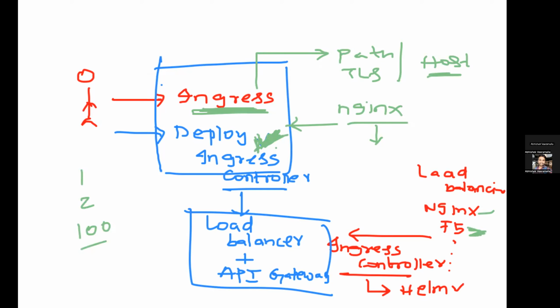Once they write the Ingress resource, Ingress does not have to be a one-to-one mapping. You can create one Ingress and handle hundreds of services using paths. You can say if the path is A, go to service 1; if the path is B, go to service 2. I'll show you that, don't worry about it.